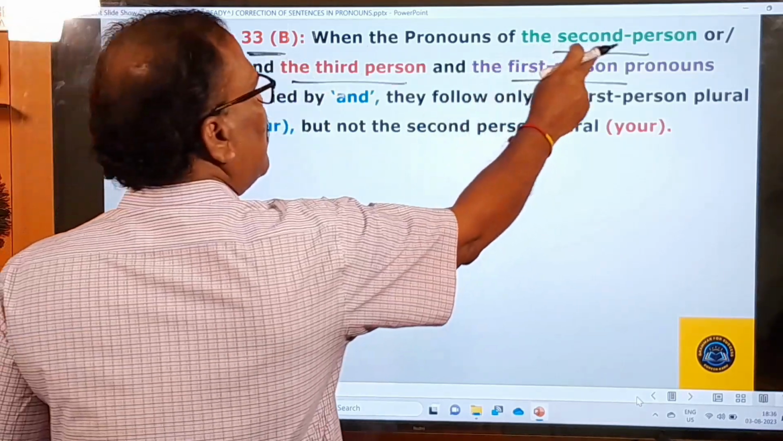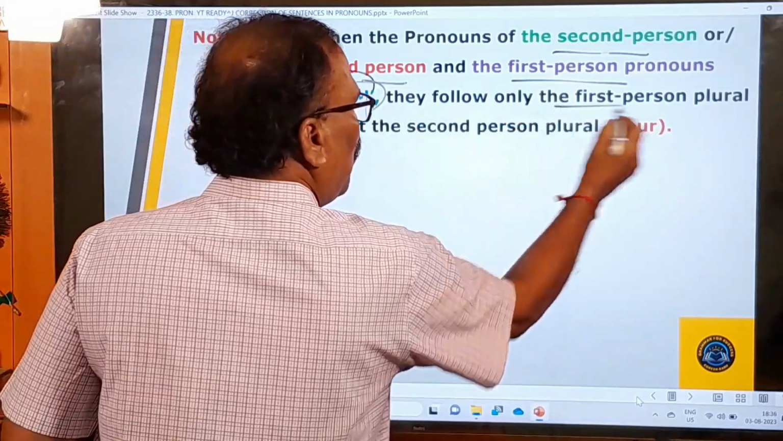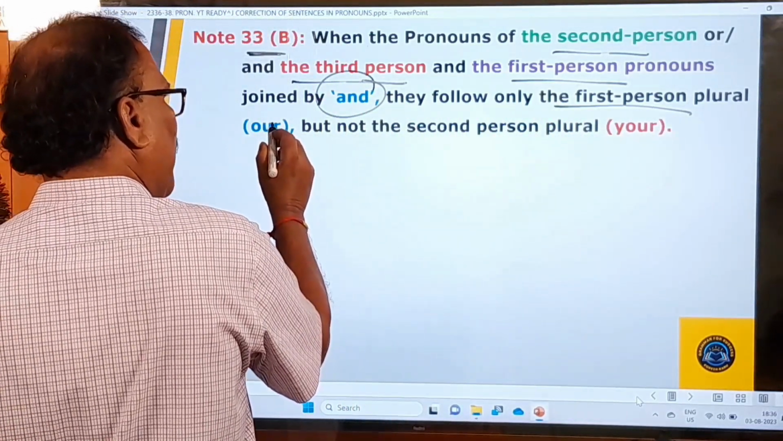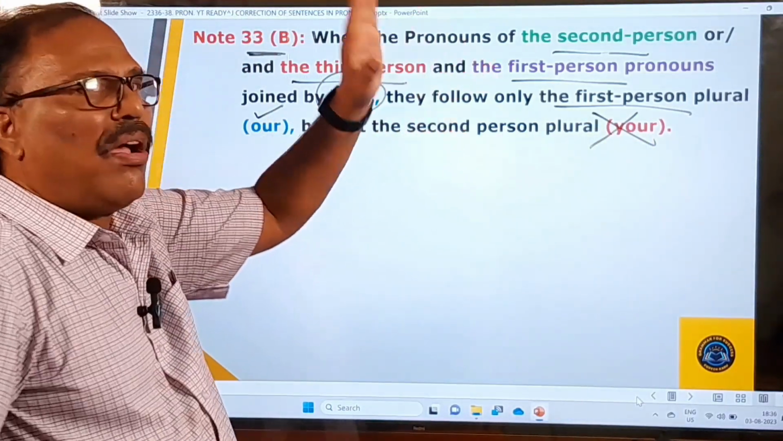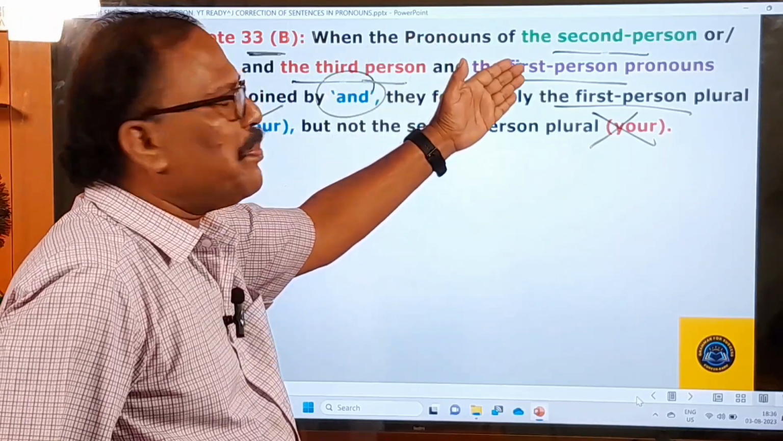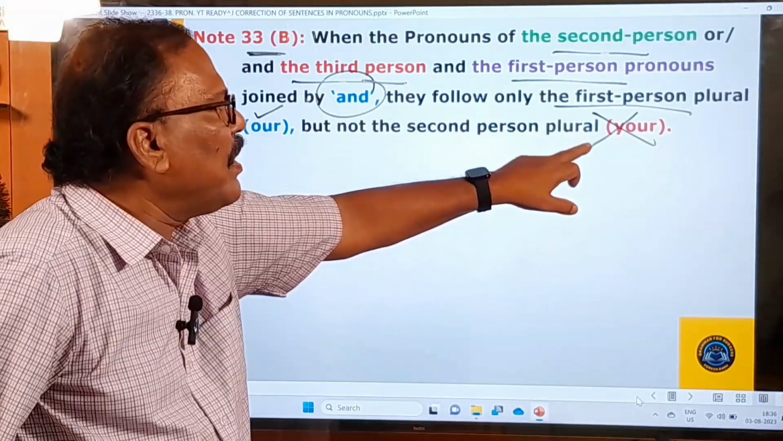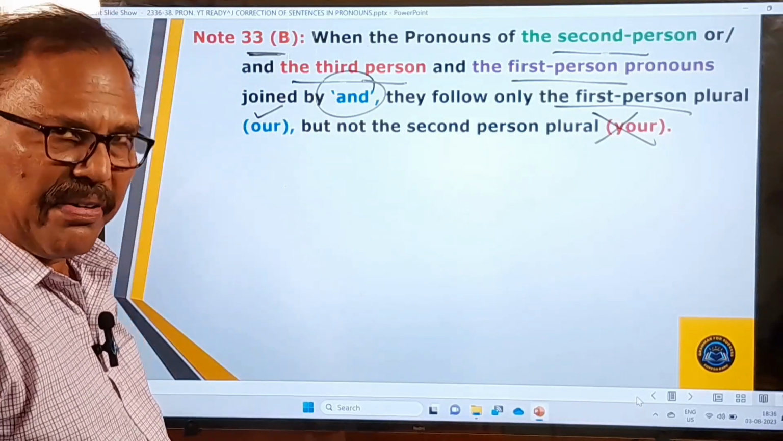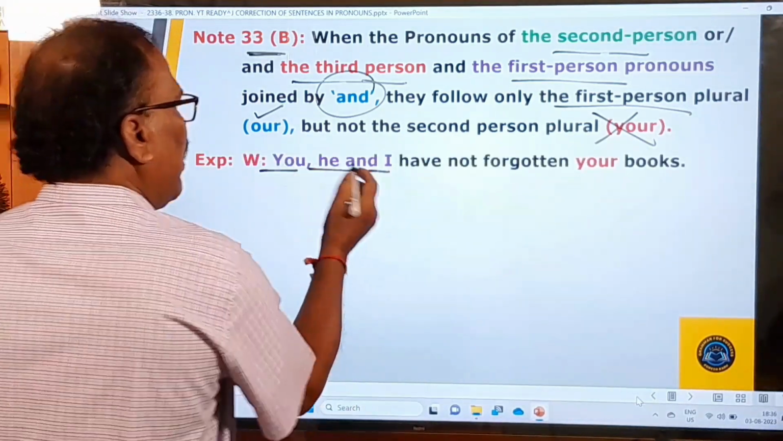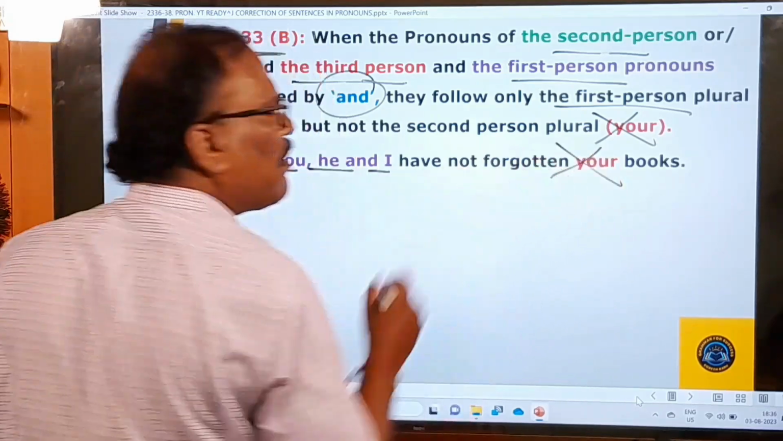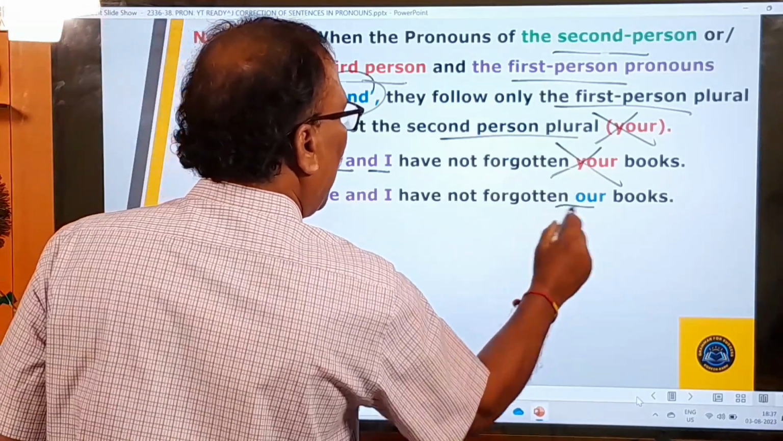33B. When the second or third person plus first person pronouns are joined by and, they follow only the first person plural pronoun, that is our, and not the second person your. That means when you join second person, third person and first person with and, you should not use your after them, but only our. How? You, he, and I. Here you have joined these three persons. When this is the order, there should not be your. What should we use? You, he, and I have not forgotten our.